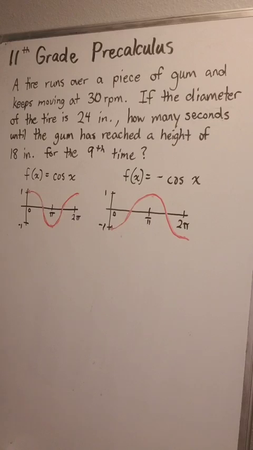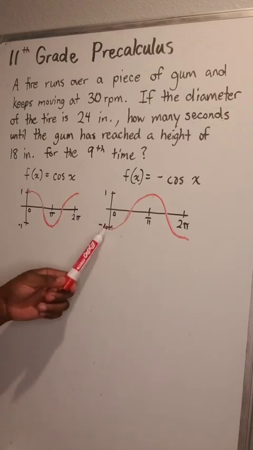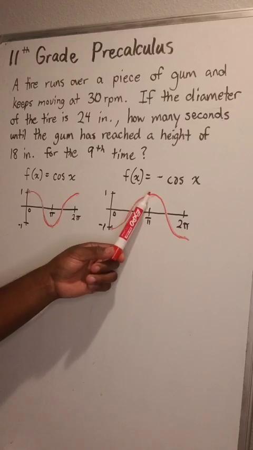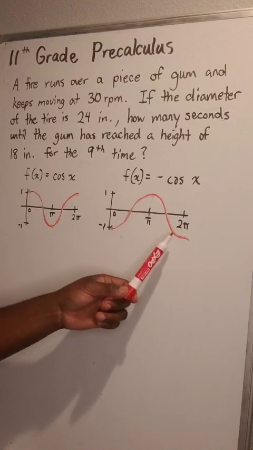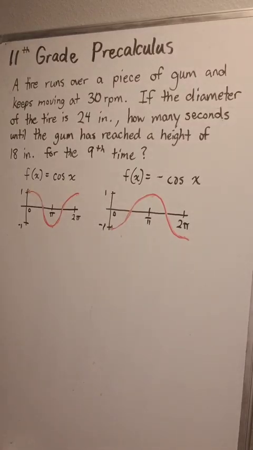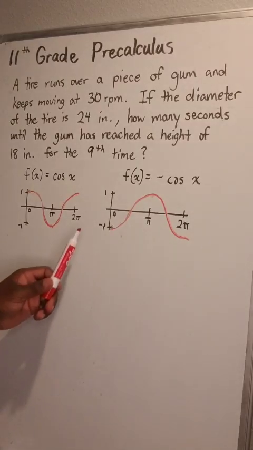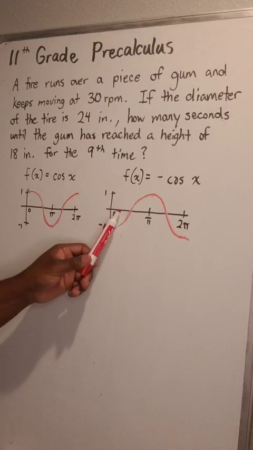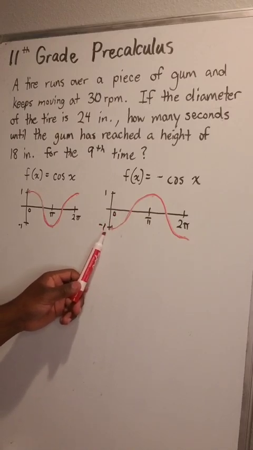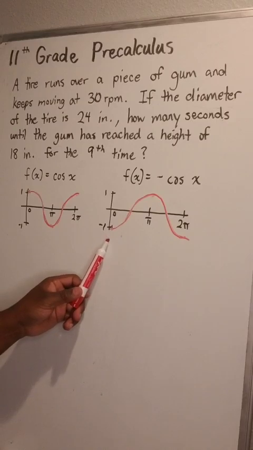So now that's illustrating a little better what we're looking for, because like I said, the piece of gum starts at the bottom on the ground, reaches a peak at the top of the tire, and then goes back down to the ground before it goes back up again because it's rolling. But the problem with this is going below the x-axis, going into the negatives. And we're not starting below the ground, we're starting on the ground.